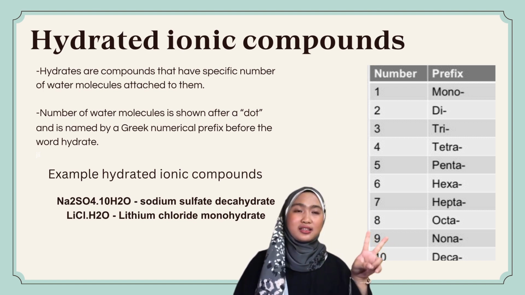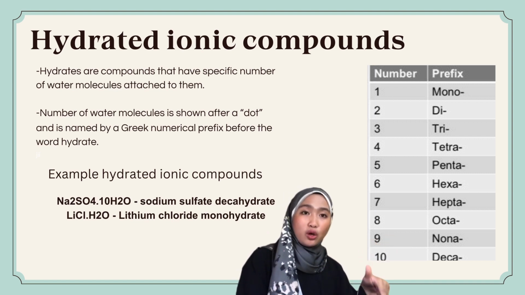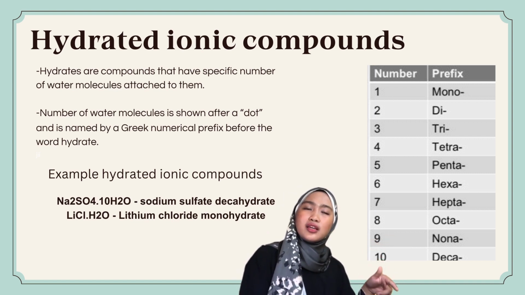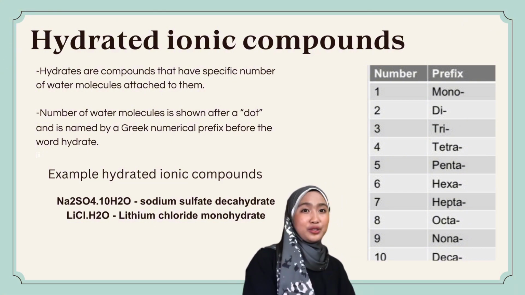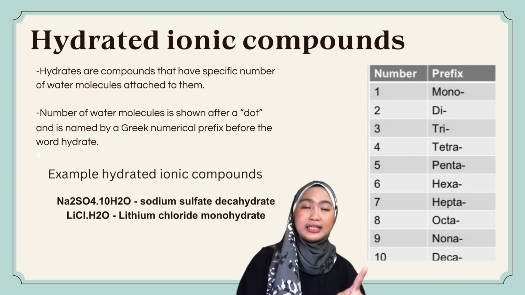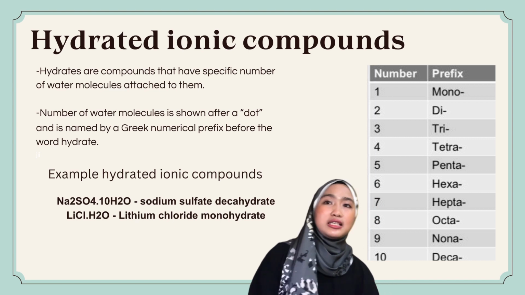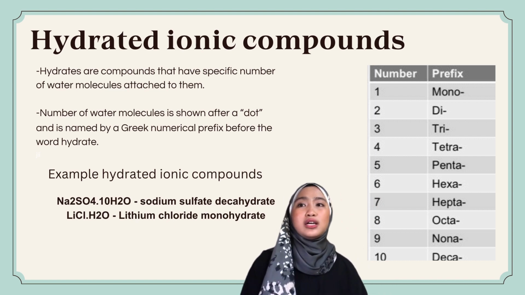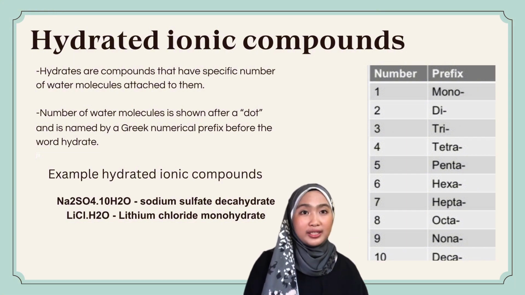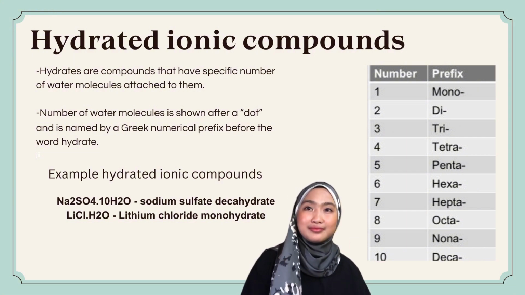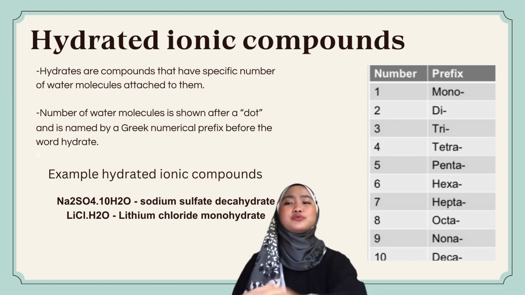The second example is LiCl dot H2O. After the dot there's no number written, and if there's no number, it means 1. So 1 is mono. So the name is lithium chloride monohydrate. Easy, right?